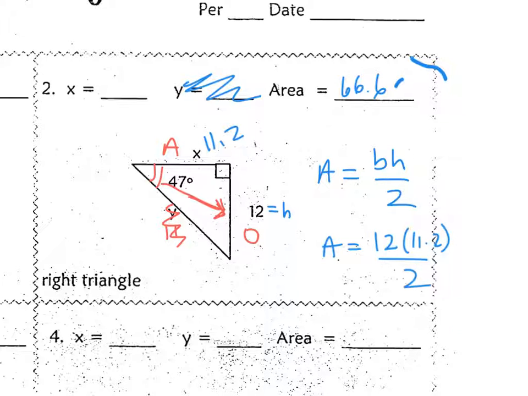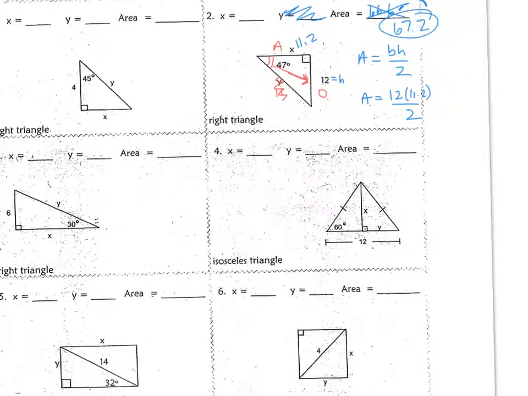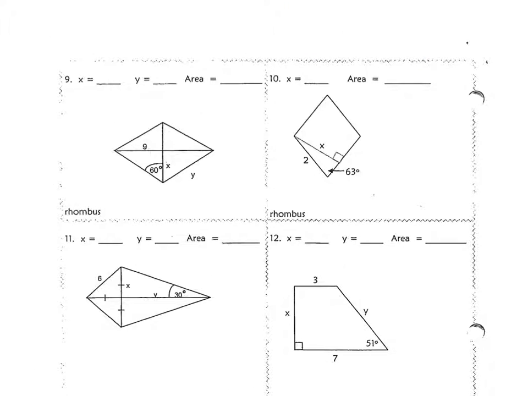We got 67.2. So 11.2 times 12 divided by 2. I got 67.2. How about 67.2, Ryan? We rounded up, and you didn't. Oh, he didn't, okay, that's why. Got it. So there you go. That's still right. So try and round. It's okay, Ryan. I think we got this page too. You good? Okay, so then go on.